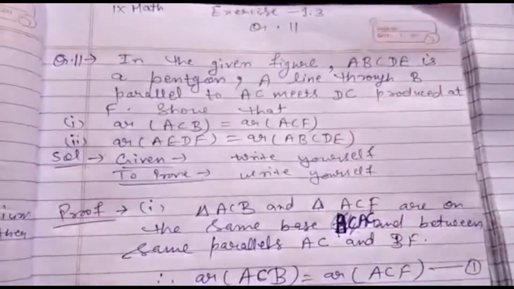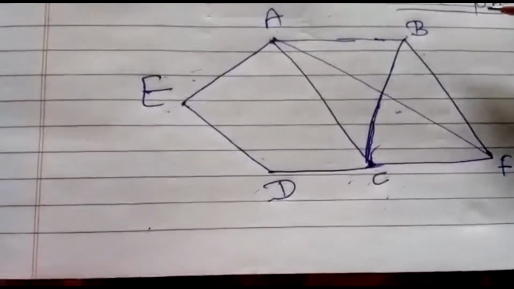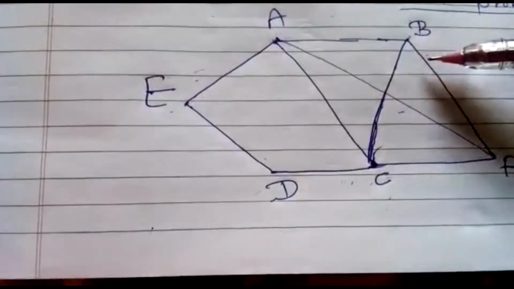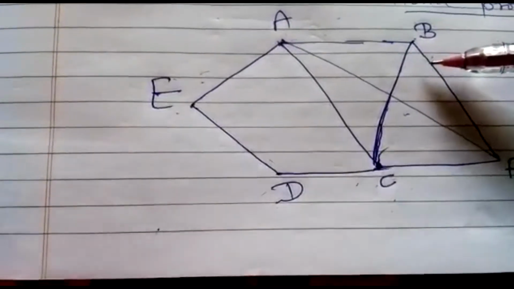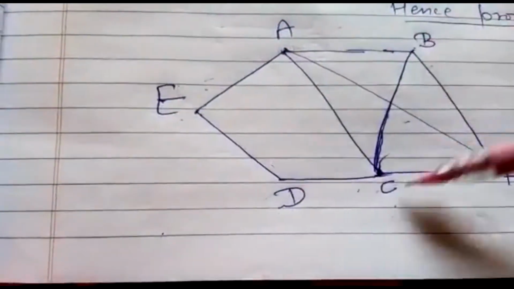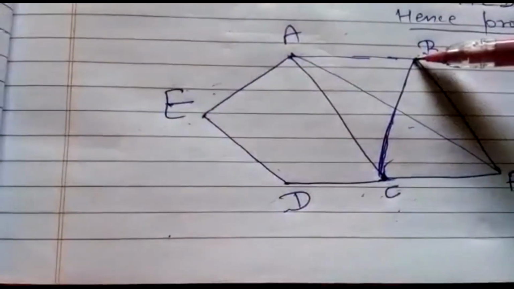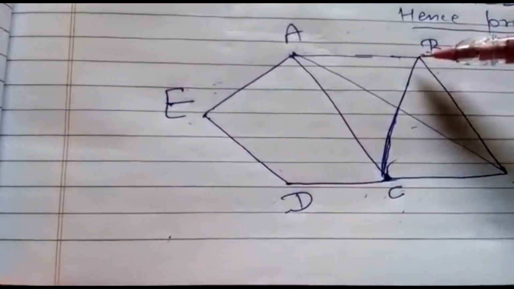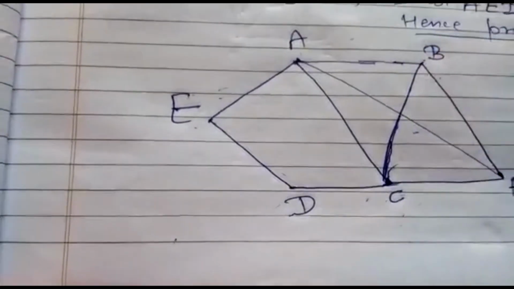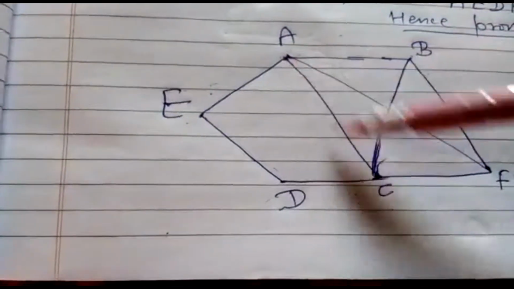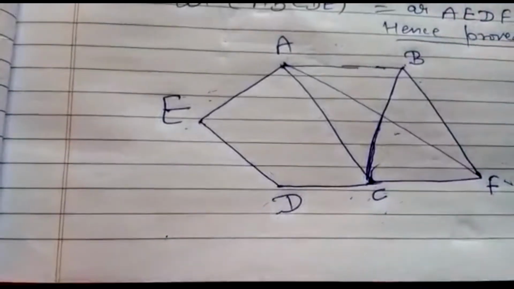Now I am showing you the figure. As the statement is given, the figure is this. In the given figure ABCDE is a pentagon. A line through B parallel to AC means a line passes through B parallel to AC. AC is here, and the parallel line to AC will be likewise.